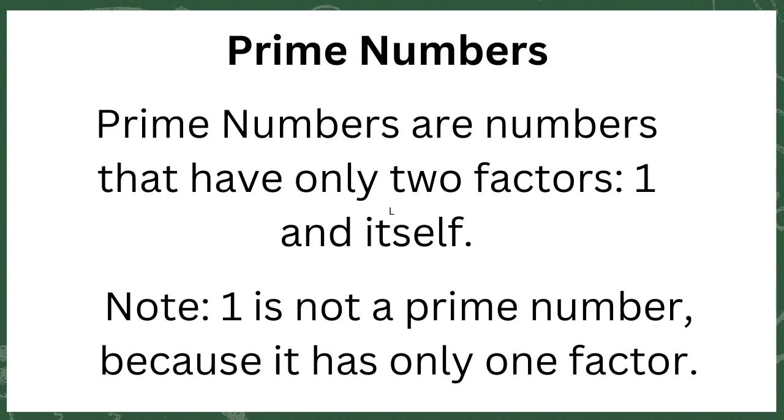Prime numbers are numbers that have only two factors, one and itself. In the last lesson, we learned what factors are. We learned that a factor is a number that can divide a particular number without a remainder. So prime numbers are numbers that have only two factors, one and itself. One is not a prime number because it has just one factor, which is 1.